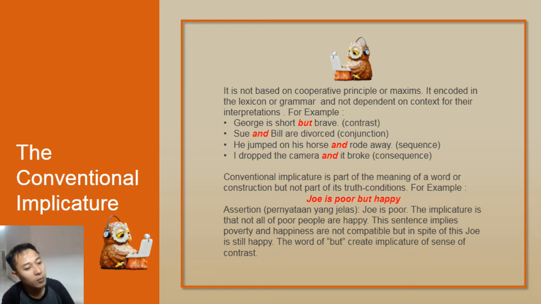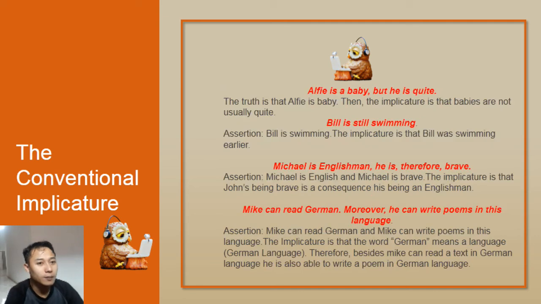The conventional implicature is part of the meaning of a word or construction, but not part of its truth condition. For example, Alfie is a baby, but he is quiet. The truth is that Alfie is a baby. Then the implicature is that babies are not usually quiet.